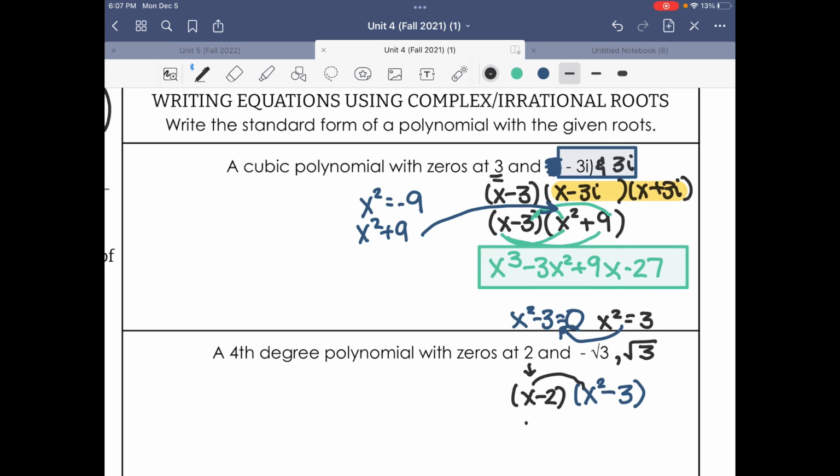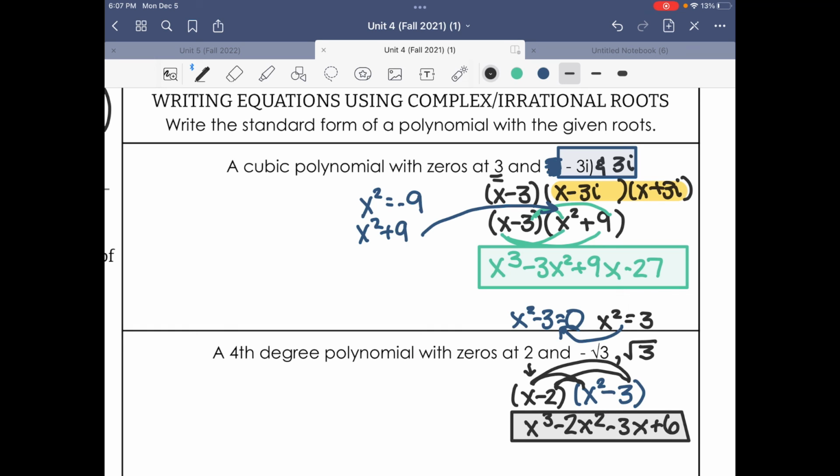Okay. Then for this last one, I need to go ahead and multiply it out. x times x squared is x cubed. Negative 2 times x squared is negative 2x squared. Then I need to multiply both of them by the negative 3. x times negative 3 is negative 3x. And negative 2 times negative 3 is positive 6. And that's my answer.